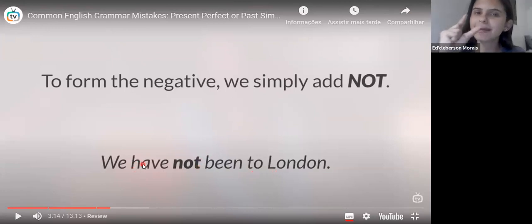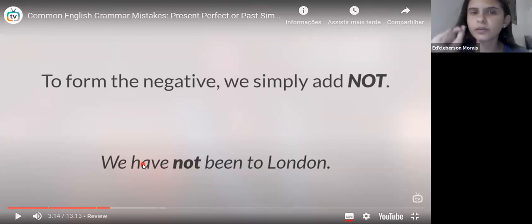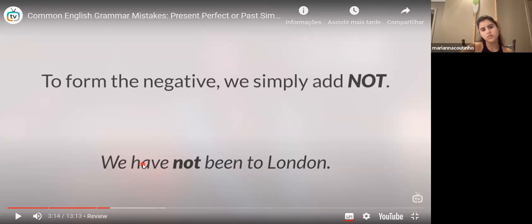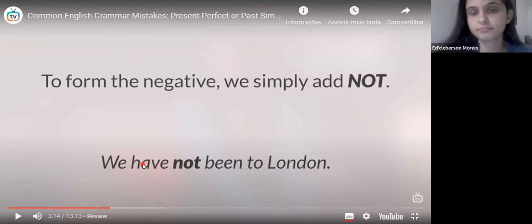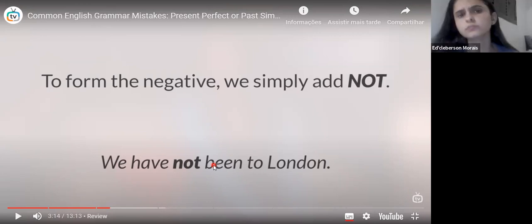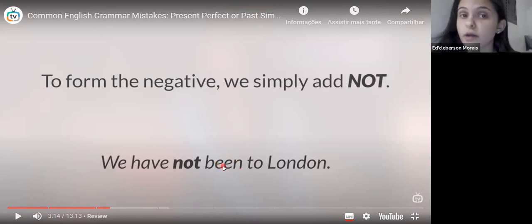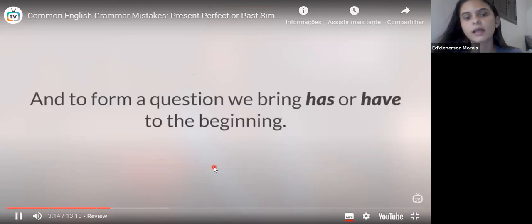Perfect. What's the main verb in the sentence? Sorry? The main verb, the principal verb. Have is the auxiliary. Been, okay, but been is the past participle. What's the base form? The base form of the verb been is be, okay?